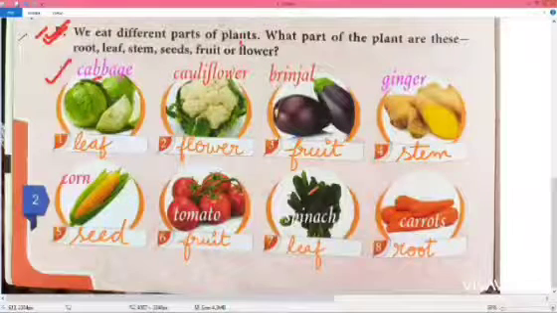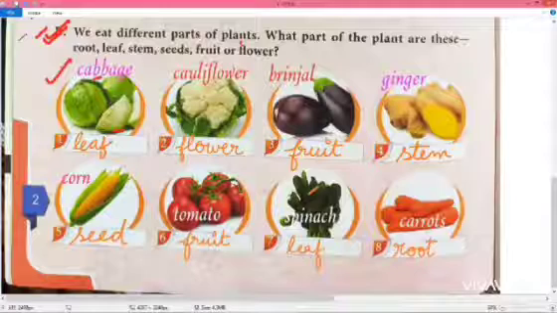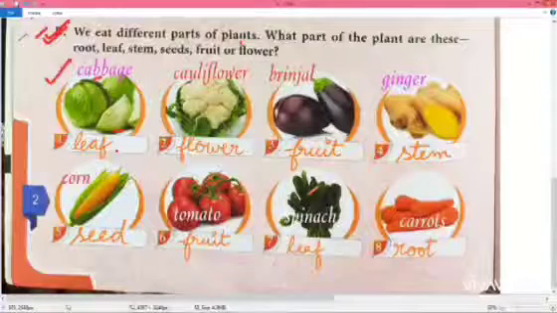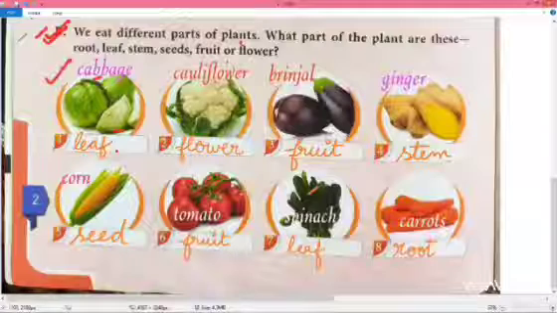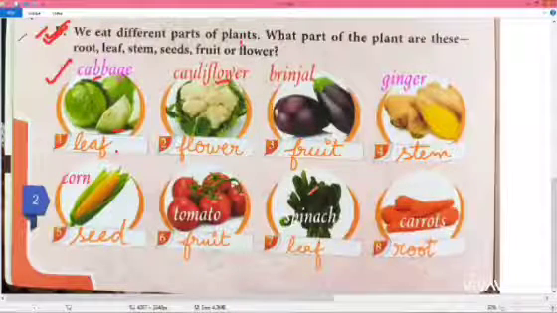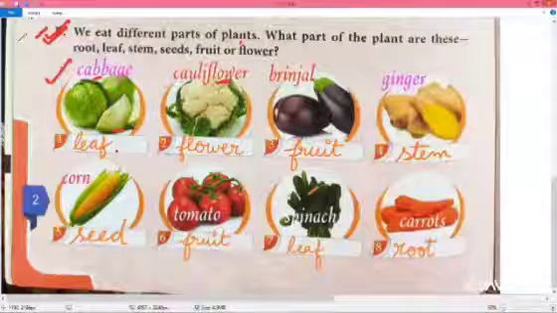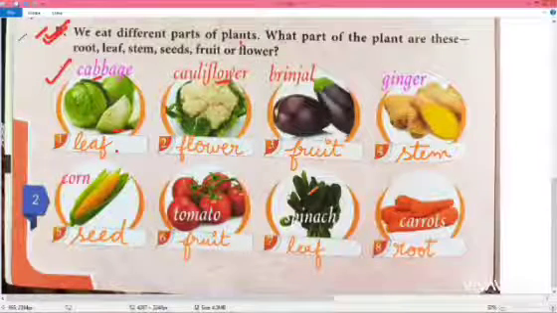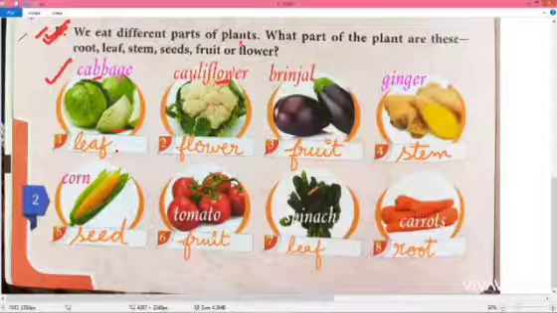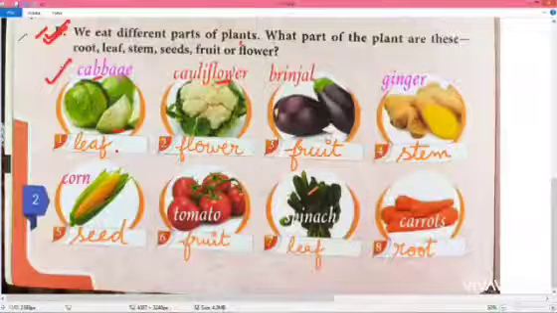And what do we eat? These are the leaves of the cabbage plant. So we eat the leaf here. Next is a picture of a cauliflower. In the name only you can see that it is written cauliflower, and you can see these are the florets, or you can say the flowers of the cauliflower plant. So we eat the flowers of cauliflower.